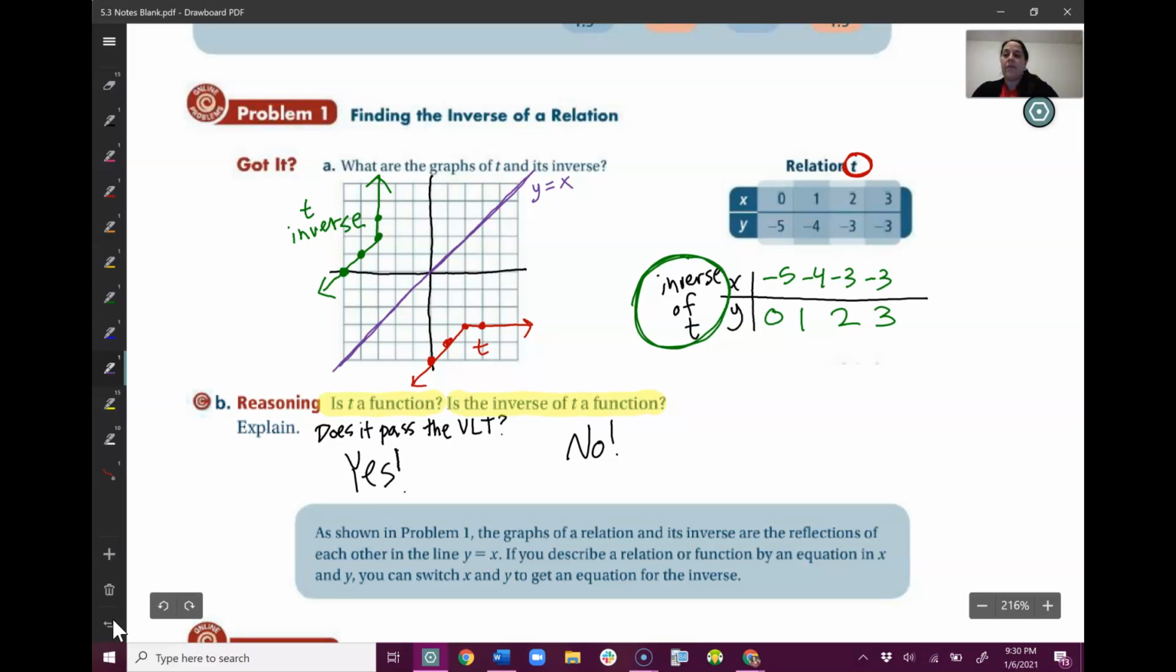You can see that these graphs are reflections across that purple line. And in fact, inverses always will be. An inverse graph will always reflect across that diagonal line. So if you're given a graph and the question is find the graph of the inverse, you draw that diagonal line, reflect it across, and then look for the graph that looks like that. It's always a reflection across that diagonal line.